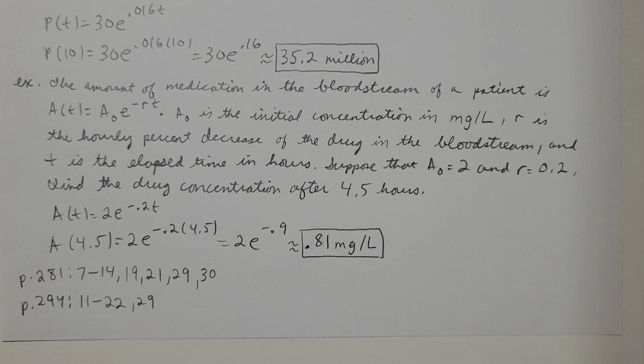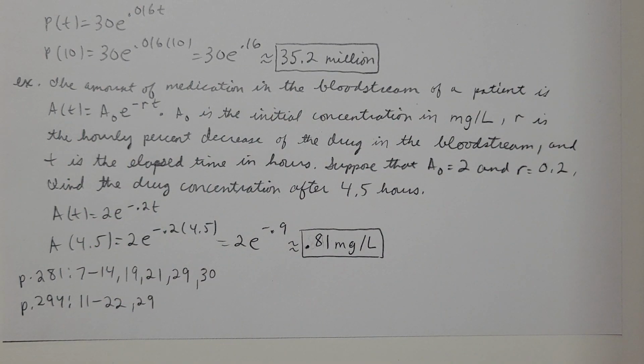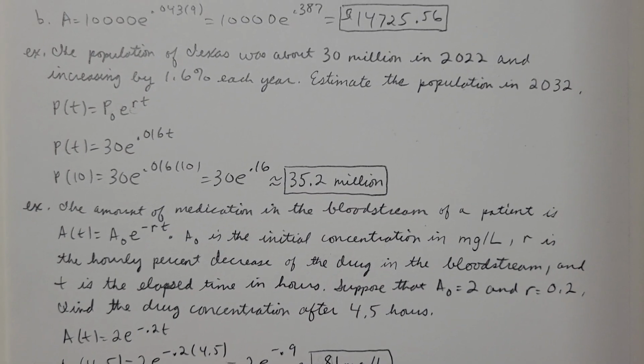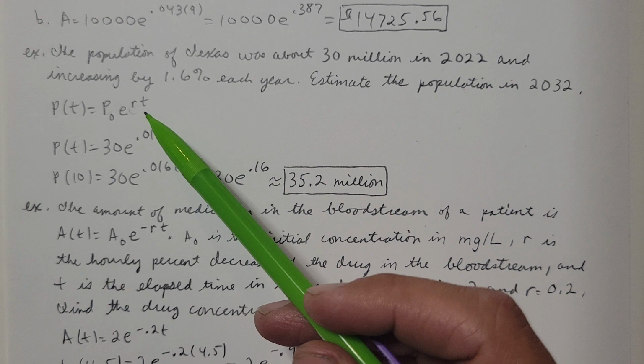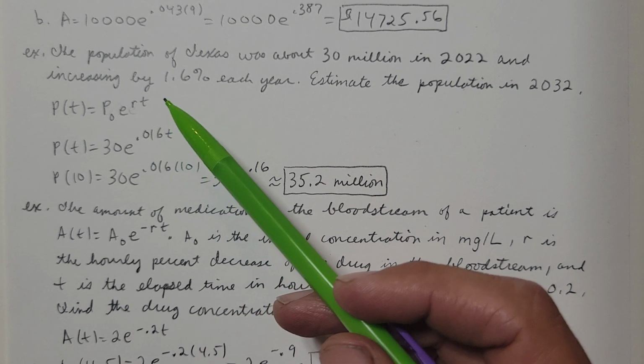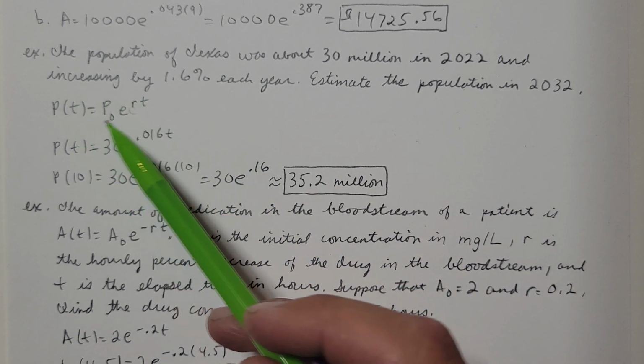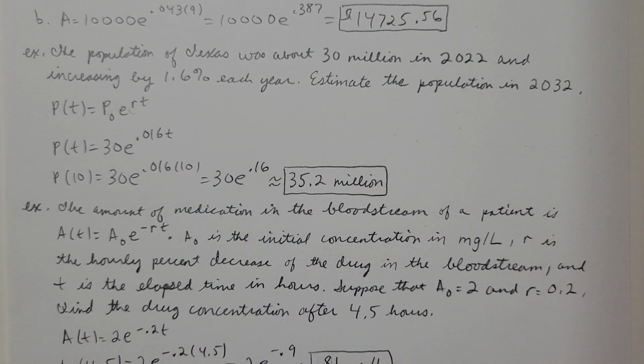Here's another example. So the amount of medication in the bloodstream of a patient is given by the equation A of t equals A sub 0 times e to the power negative rt. Okay, by the way, so I mentioned that this function represents how a population is either growing or getting smaller over time. We're going to do a lot with this particular function coming up, okay?